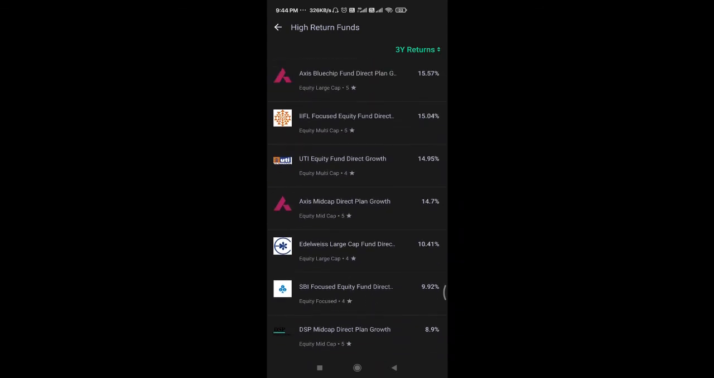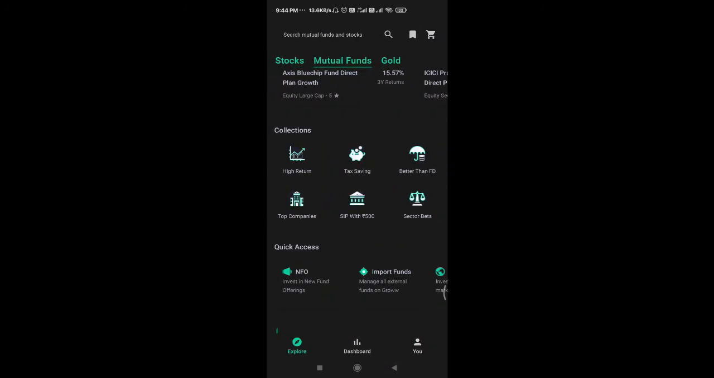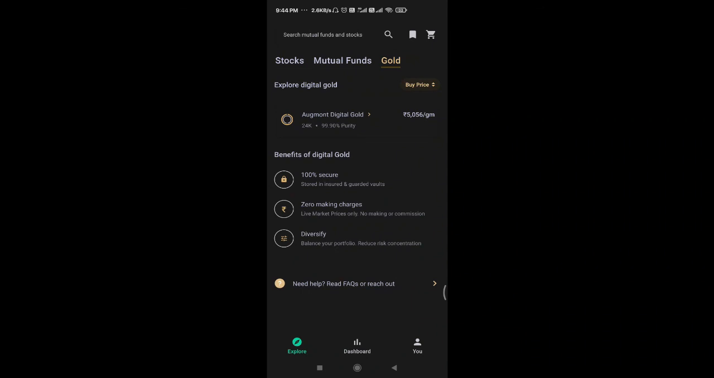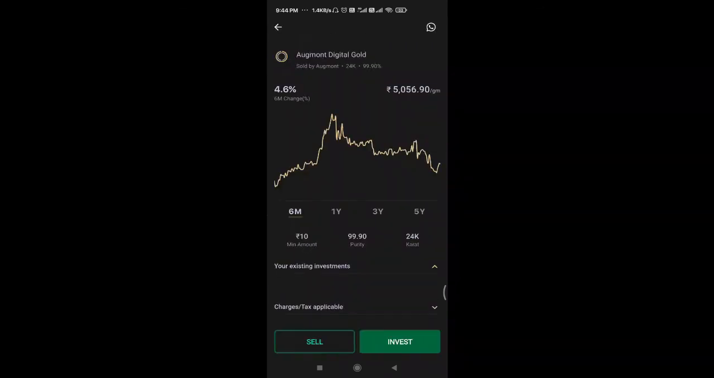So there are two options: either it is credited to your bank account or to your Groww app wallet. Okay, so I hope you understand. Another one is gold. It is also very simple. Just click on this one and invest in it, or maybe you can sell it.